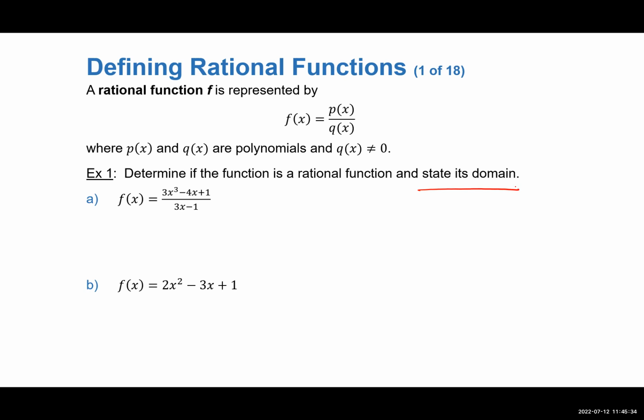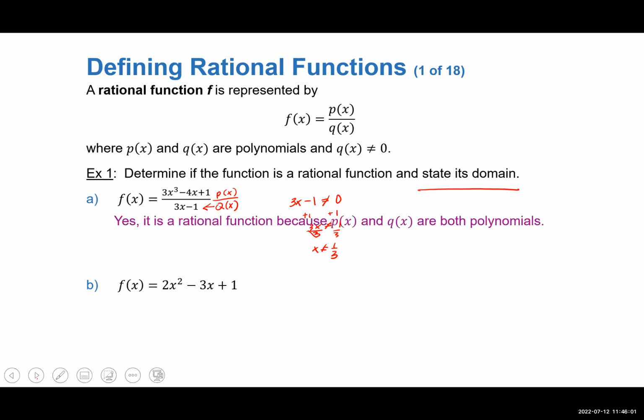This is a rational function because it has a polynomial over another polynomial. But this polynomial could never equal 0. So we have to say could not equal 0, and we solve for that. So by adding 1 to both sides, we get 3x cannot equal 1, which means that x cannot be 1/3. So that is going to be the restriction in our domain.